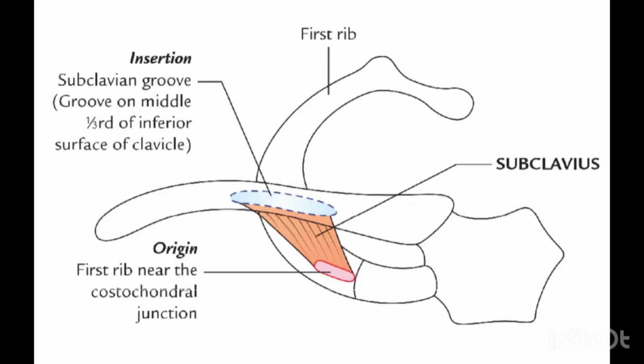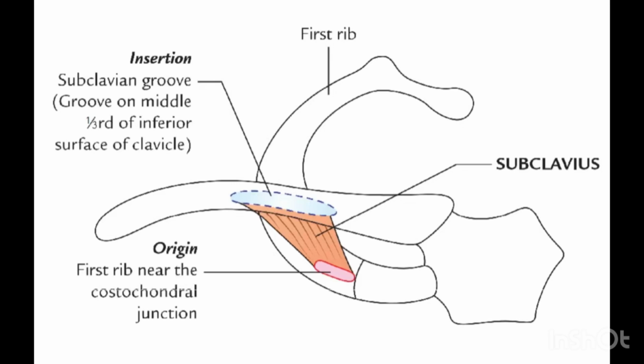So number one, it is originating from the first rib and its costal cartilages, and it is inserting under the clavicle, in the middle third of the clavicle, in the middle, not the center, between the lateral third and medial third. Under it you have the subclavian groove. That subclavian groove is where it is attaching. You see it on your screen. Very easy. And what is the function now?